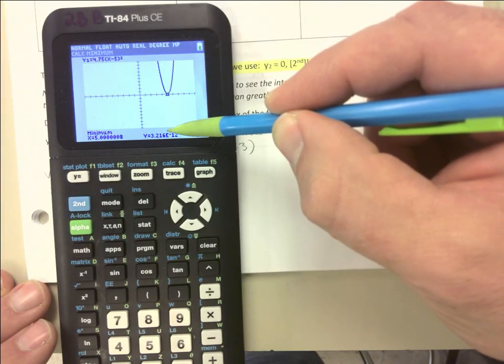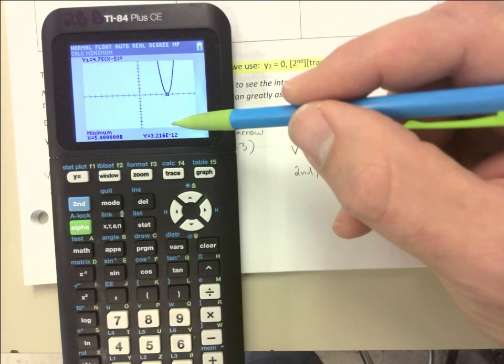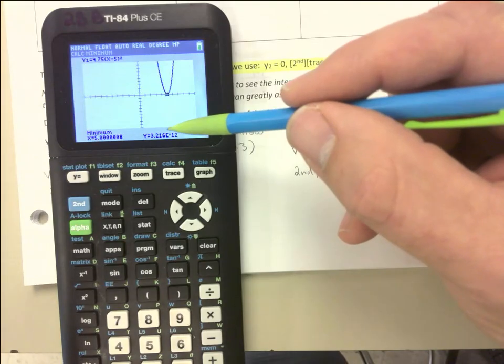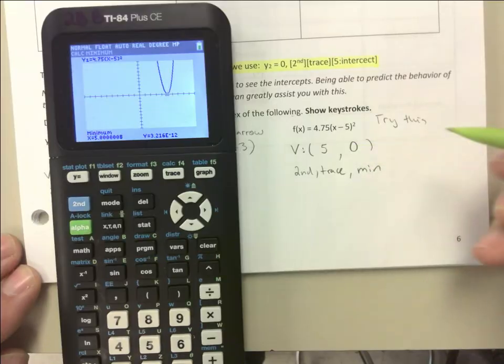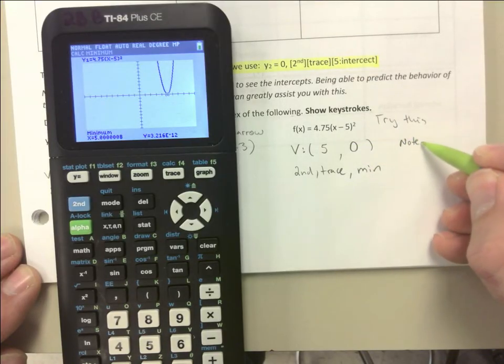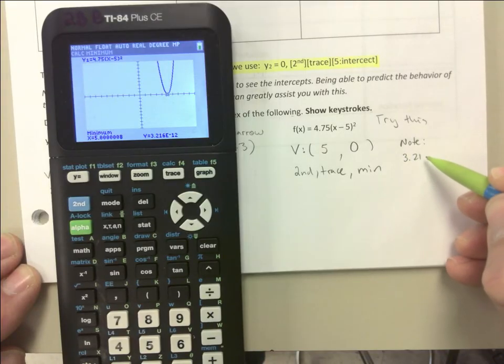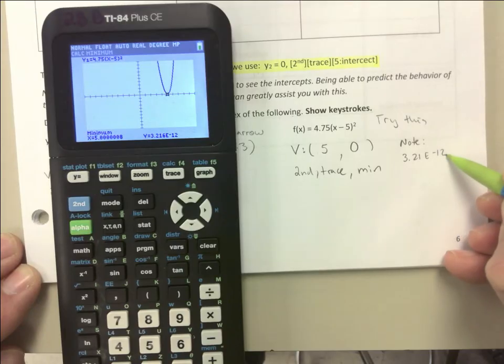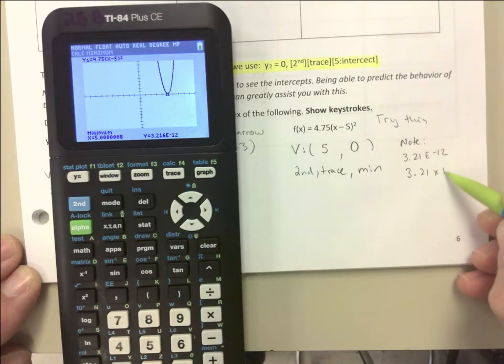It's like 0.000000. It's like there's 10 zeros before you get to see a number. That is 0 for us. So we're just saying 0. Note: 3.21 e negative 12, write this down, is really 3.21 times 10 to the negative 12.